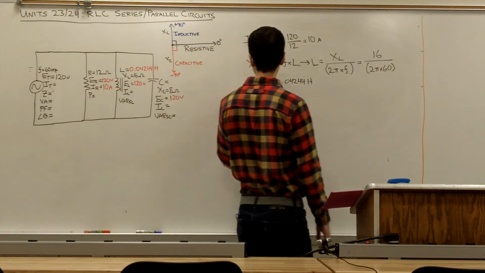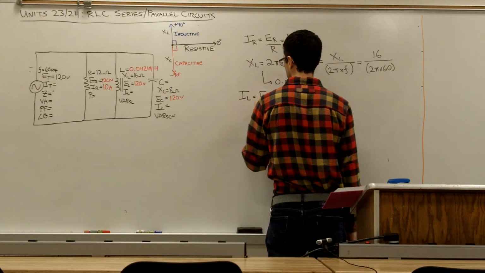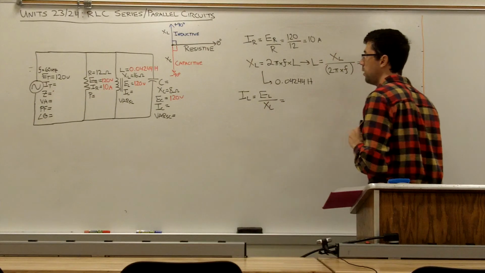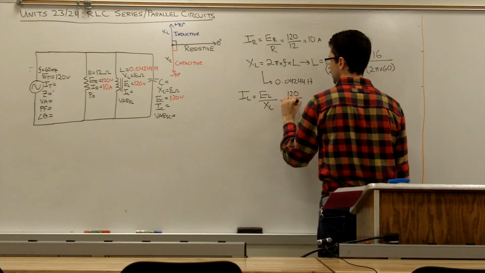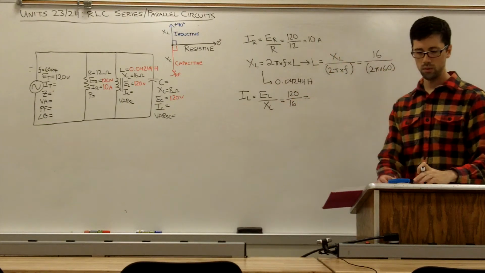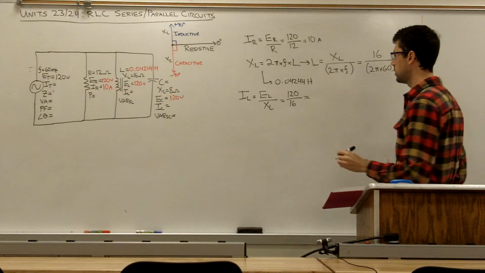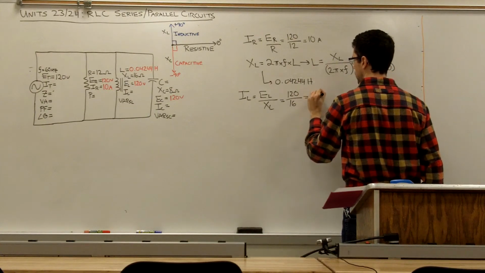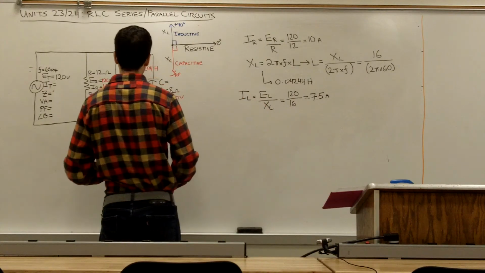Next, the current through the inductor, I sub L, is E sub L divided by X sub L, so 120 volts divided by 16 ohms gives me 7.5 amps of current through the inductor.